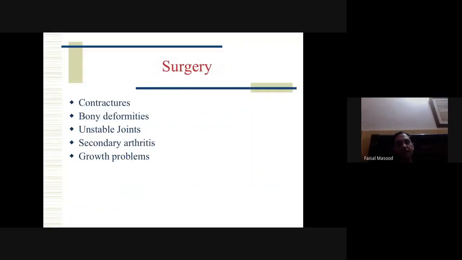Surgery, where required: contractures, you have to relieve them. Bony deformities, you have to correct them. Unstable joints, you have to fuse them. Secondary arthritis eventually, and growth problems resulting in deformities.